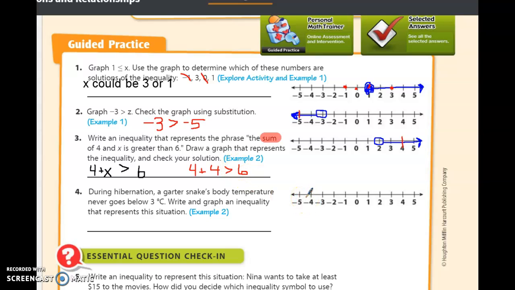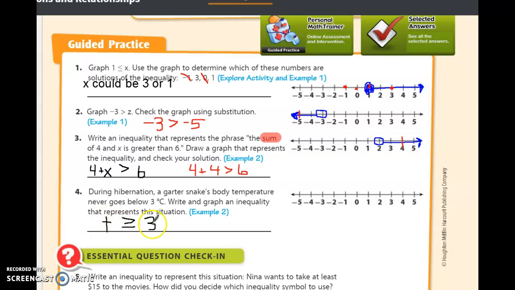Number 4, during hibernation, a garter snake's body temperature never goes below 3 degrees Celsius. Write and graph an inequality that represents this situation. So, if I'm talking about the snake's body temperature, I'm going to use a variable. Maybe I'll pick T for the temperature. If the temperature never goes below 3 degrees, I know I'm working with 3 degrees, and the temperature has to be bigger than or equal to 3. But it can't be less than 3.